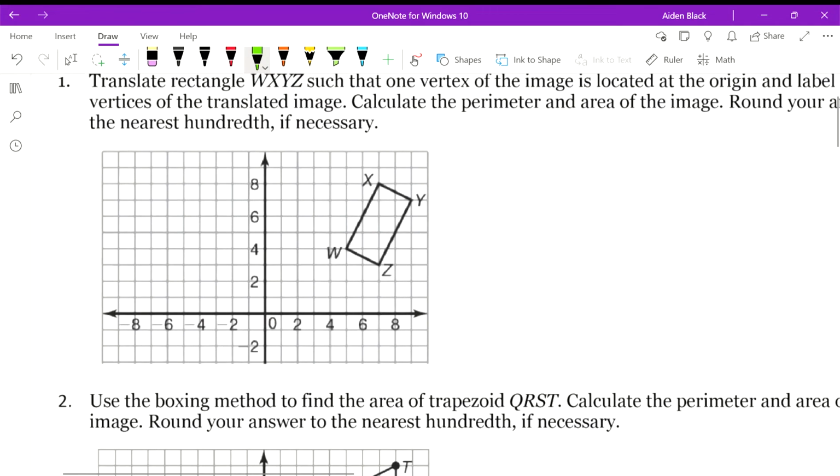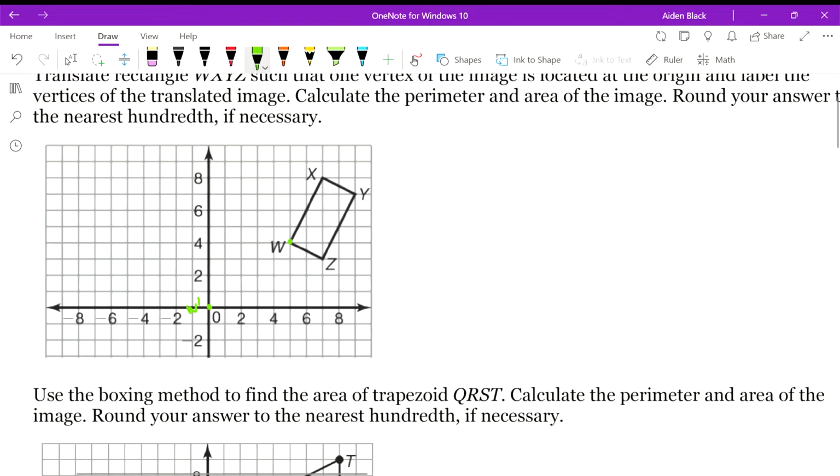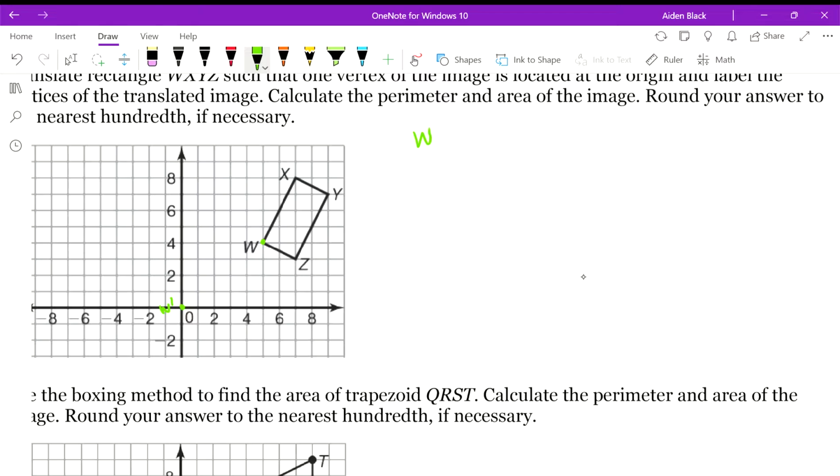The idea here is, if I can take this point W and translate it along with the rest of the rectangle to where W is located at the origin, so if we can make W prime right here, that would help us. Now, why would that help us? Well, if we translated W, which is located at 5, 4, we translated it to 0, 0.